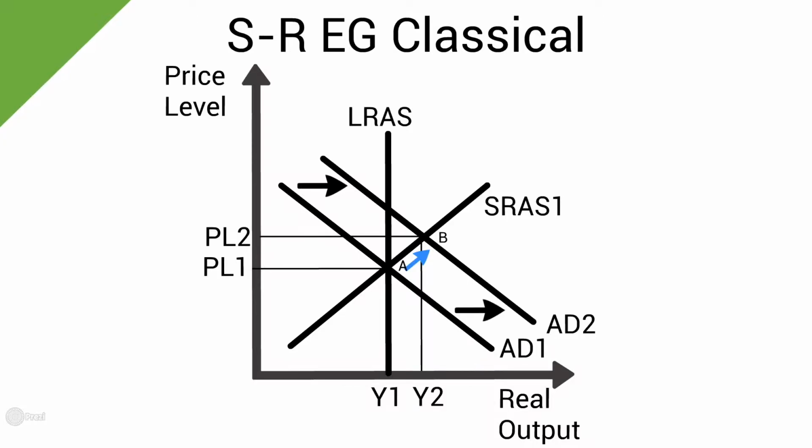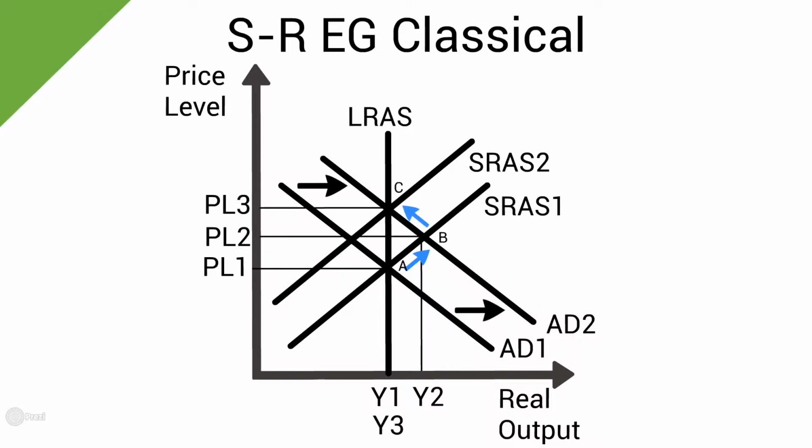However, in the long run, firms will have to pay factors of production a higher factor payment. This causes the short-run aggregate supply curve to shift inwards from SRAS1 to SRAS2. This results in the economy being at a new equilibrium at point C, where output is the same as it was before we had the shift in aggregate demand, the same as Y1, and the price level is even higher than it was in the short run, PL2, and higher than it was initially before aggregate demand shifted. The price level is now PL3.